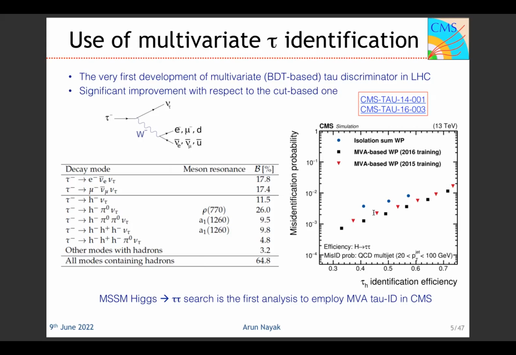And with that, you can see in this plot that these points give the expected performance of the cut-based tau identification, as a function of the efficiency versus the misidentification probability. With the multivariate method, for the same efficiency, we had a factor of 2 reduction in the jet to tau fakes. So that improved this Higgs to tau analysis a lot. Actually, this MSSM Higgs to tau tau analysis is the first one that used this multivariate tau identification technique, and it saw a large improvement in the result.